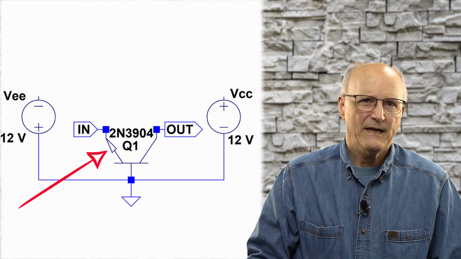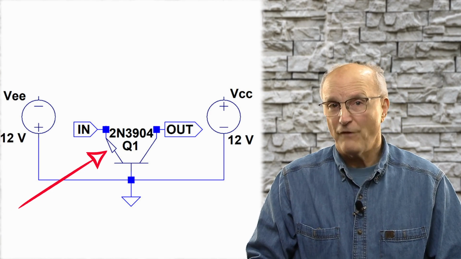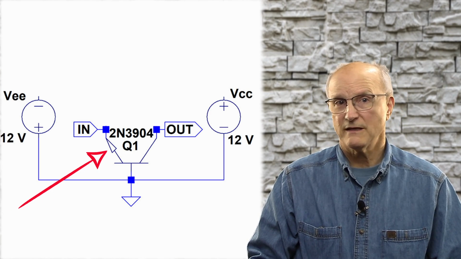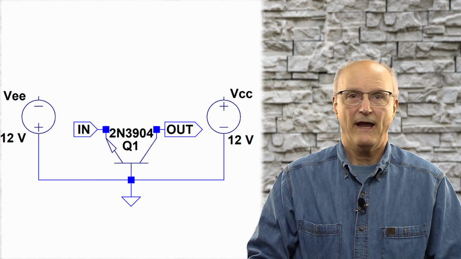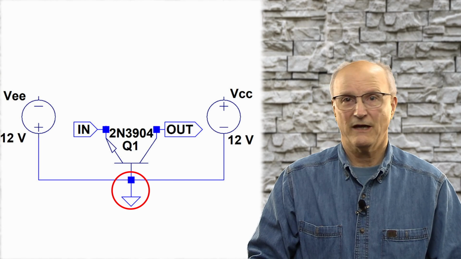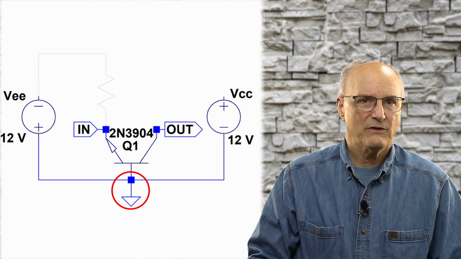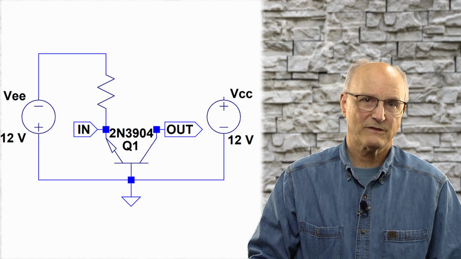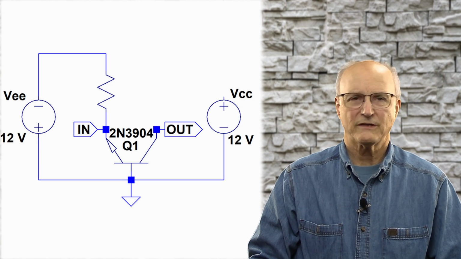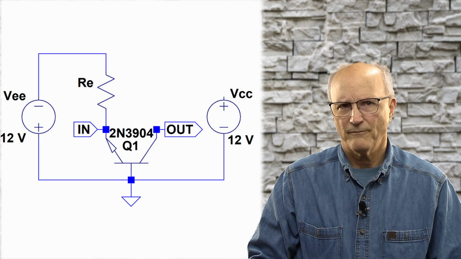The base emitter junction needs to be forward biased, which means that the emitter has to be at a lower voltage than the base, and the base is at ground potential. We can do this by putting a resistor between the emitter and the negative power supply. We will call this resistor RE.